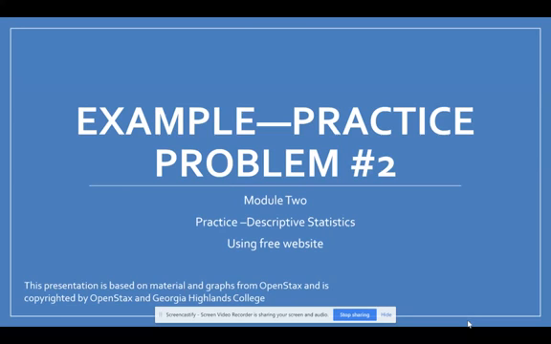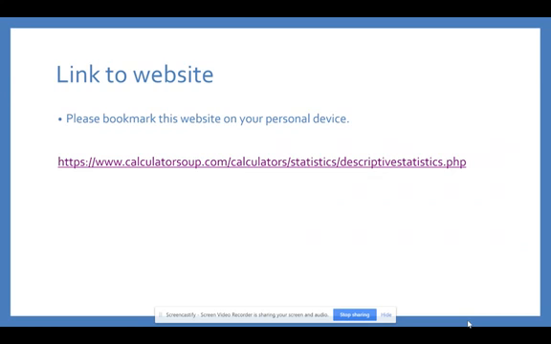This is another example from the practice set, Descriptive Statistics for Module 2. This is actually problem number 2, and we're going to walk through it together using the free website to perform the calculations. So remember, the link to the free website is here, and you may want to bookmark it on your personal device so that you don't have to keep coming back to this particular PowerPoint or video.